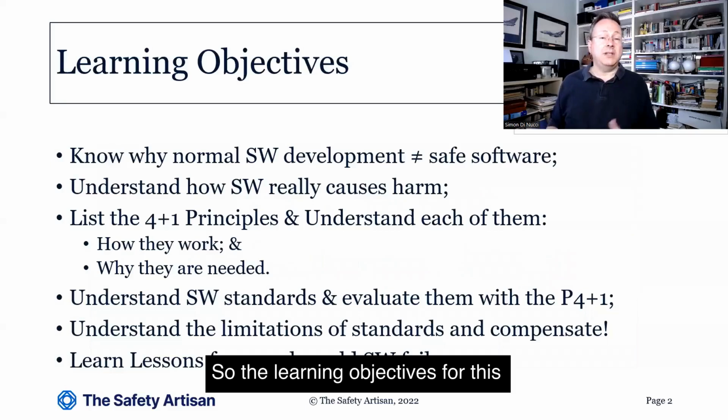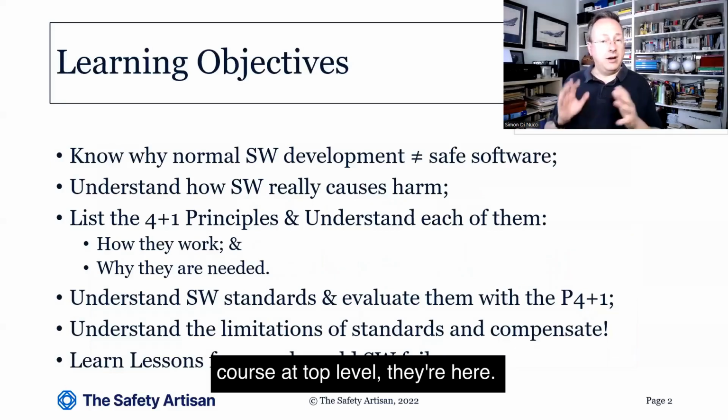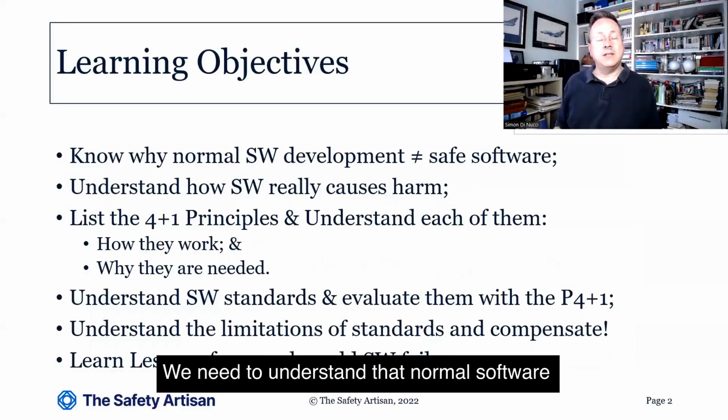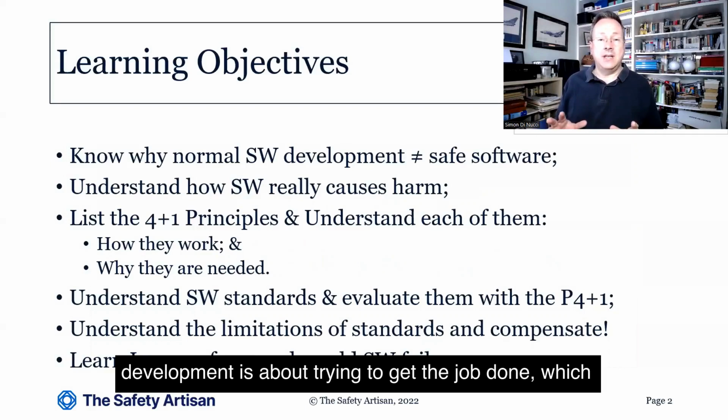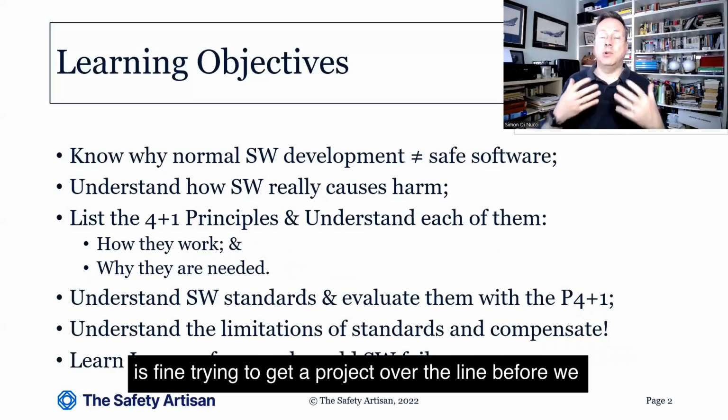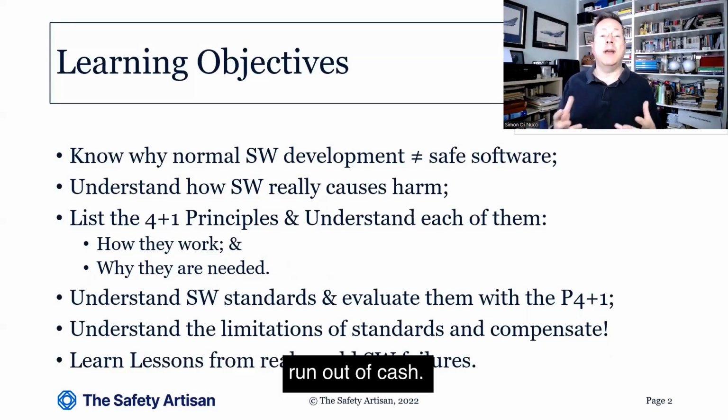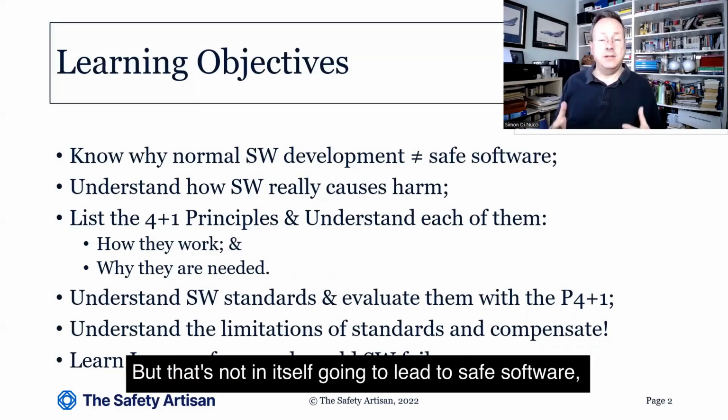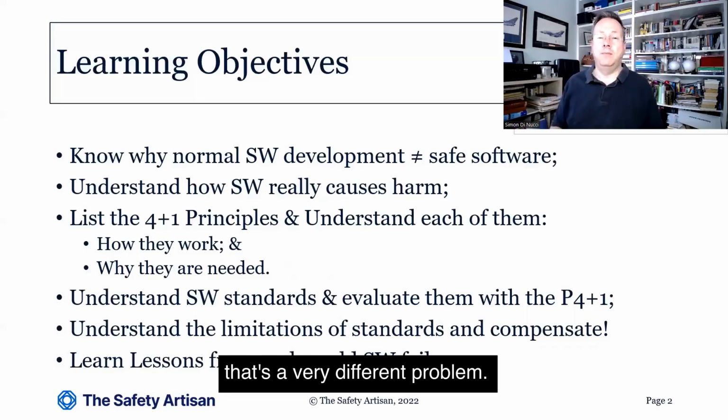So the learning objectives for this course are top level, they're here. We need to understand that normal software development is about trying to get the job done, which is fine, trying to get a project over the line before we run out of cash. But that's not in itself going to lead to safe software. That's a very different problem.